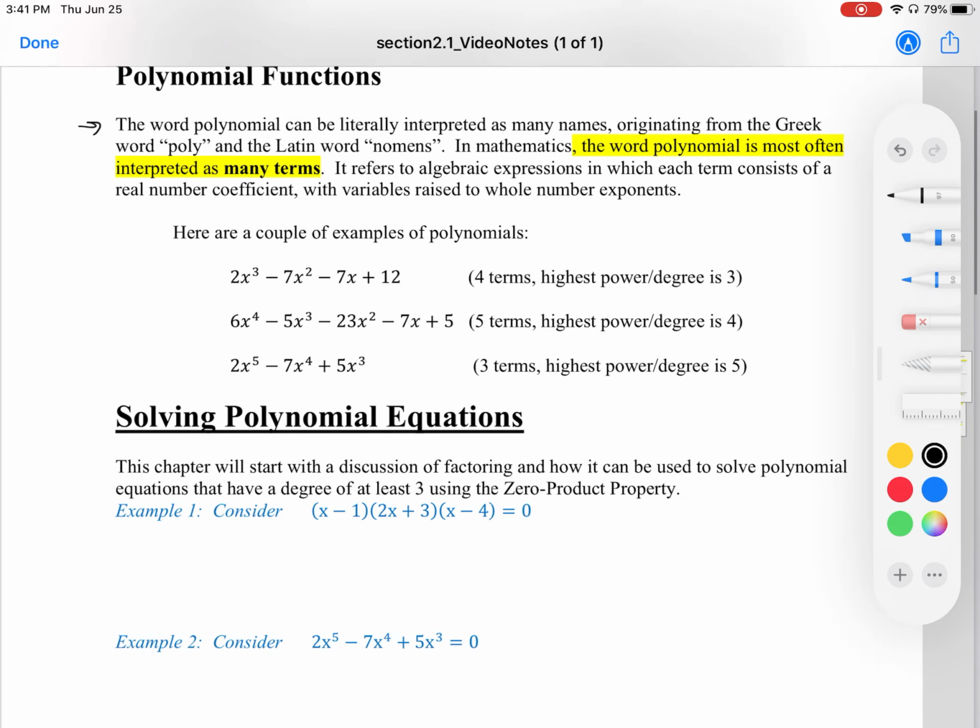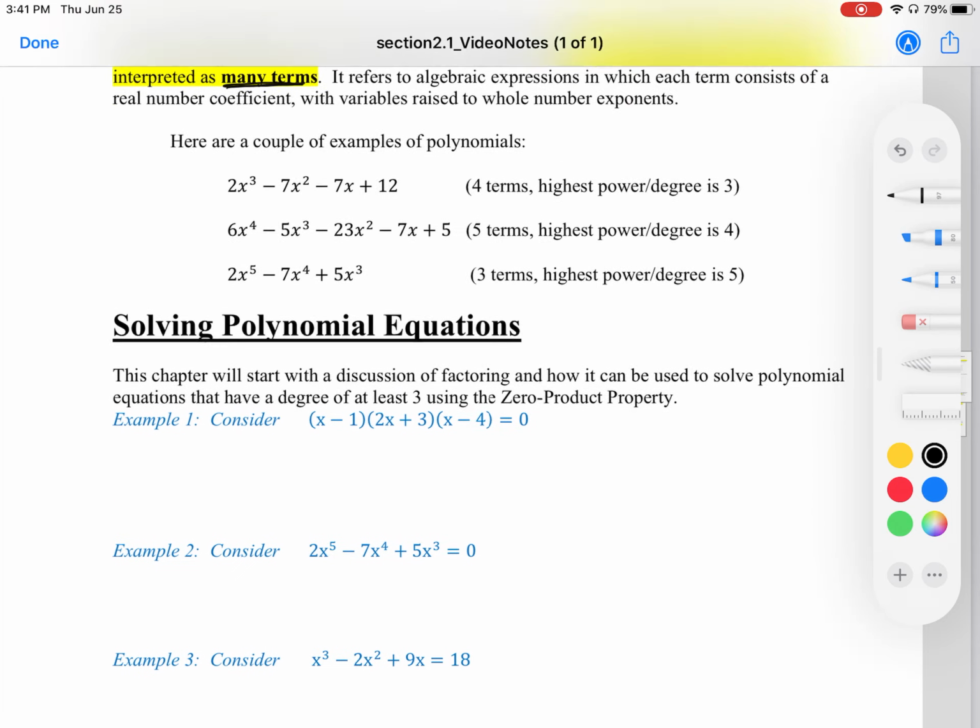Moving forward, the word polynomial can be literally interpreted as many names, originally from the Greek word poly and the Latin word nomens. In mathematics, the word polynomial is most often interpreted as many terms, meaning a lot of terms, well, it can be more than two. It refers to algebraic expressions in which each term consists of real number coefficients with variables raised to whole number exponents. Here are a couple examples of polynomials.